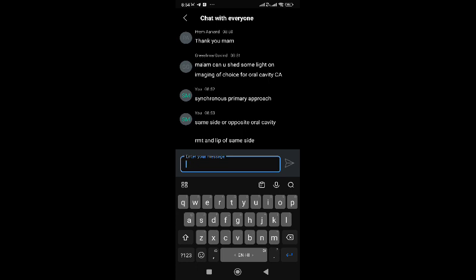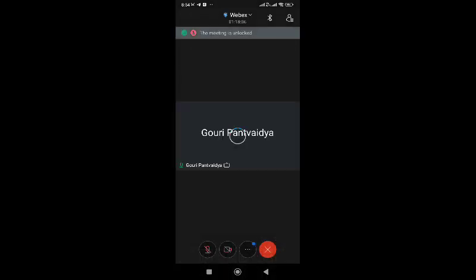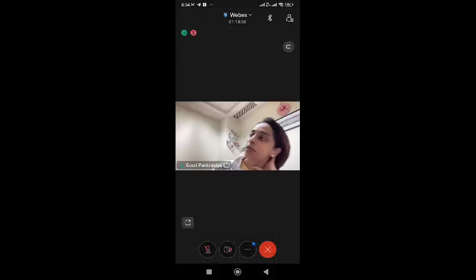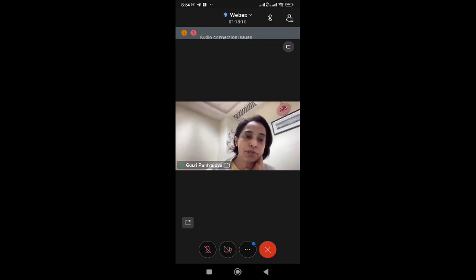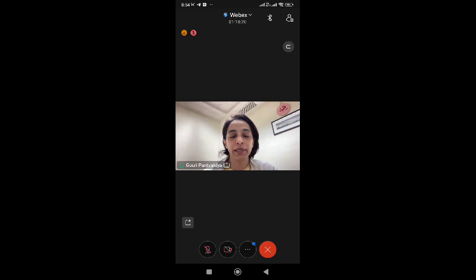Same side or opposite side of oral cavity. If it's on the same side, you have two primaries, you have to see if the margin is such that you resect them as two separate margins, or you can resect them together. Every tumor should have a margin of 1 centimeter. If it's on the opposite side, then you can resect both sides with a margin of 1 centimeter.